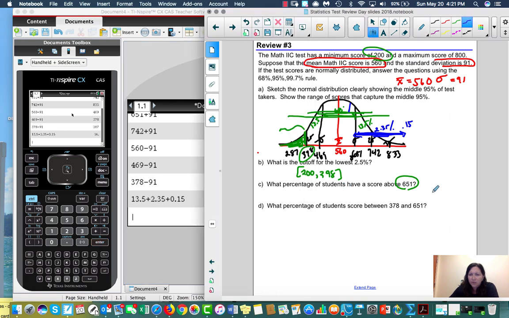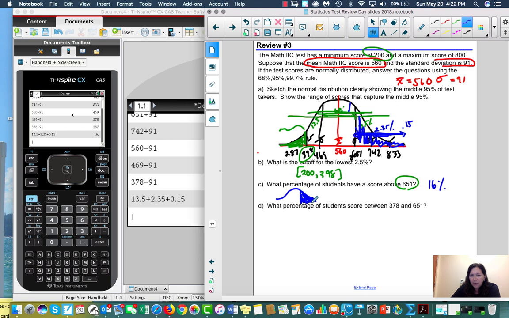So 16% of my students have a score above 651. They're looking for this space here, okay? So if I asked you to graph that, you would graph it like this. Now, here's the thing with this.